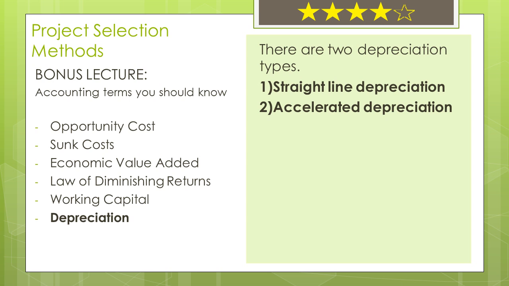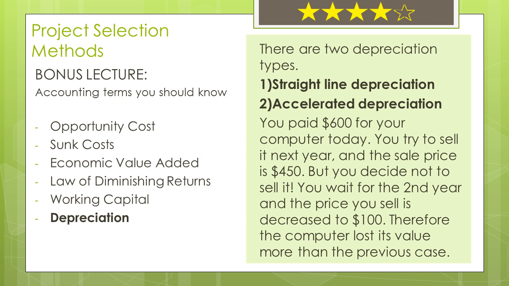Second type of depreciation is accelerated depreciation. You paid $600 for your computer today. You try to sell it next year and the sale price is $450. But you decide not to sell it. You wait for the second year and the price you sell it for decreases to $100. Therefore, the computer lost its value more than in the previous case of straight line depreciation. This is an example of accelerated depreciation.